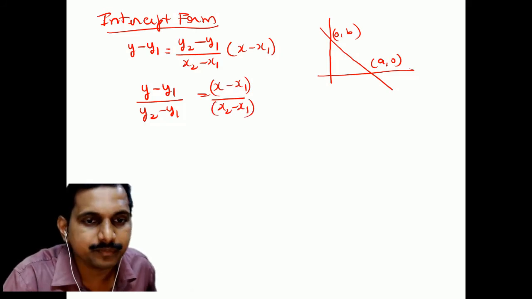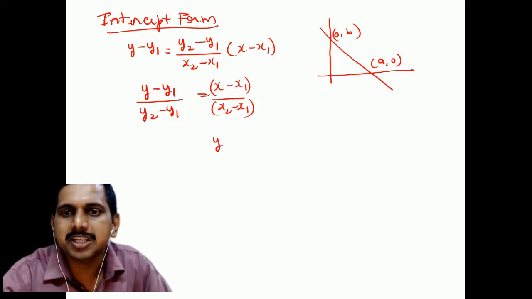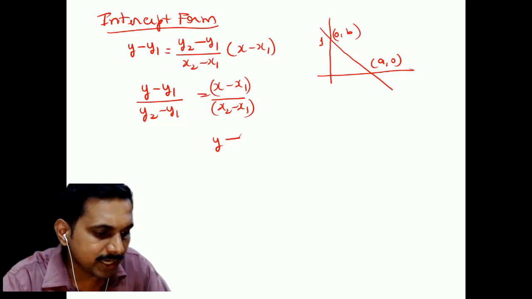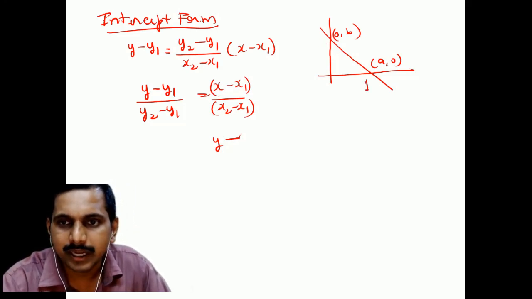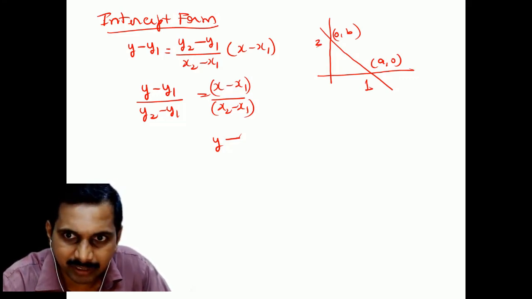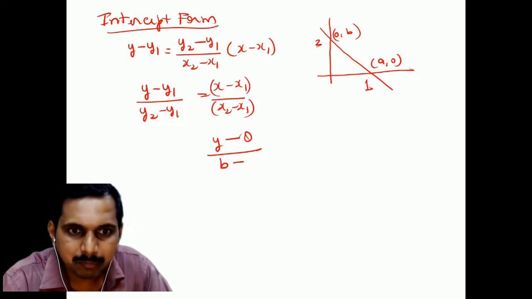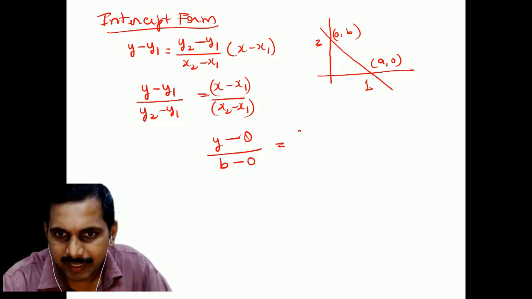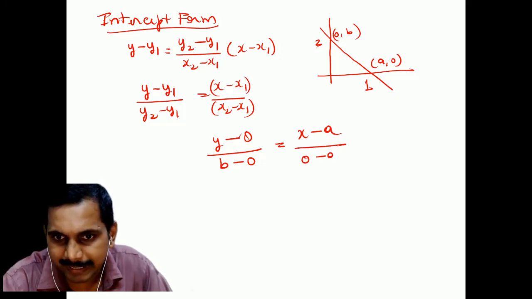Is it not, students? Now here, what is y? Let it be y. What is y1? We will put this as point 1 and this as point 2. If you do that, y1 is 0. What is y2? y2 is b, so b minus 0. y1 is 0. That is equal to x, here. What is x1? x1 is a. What is x2? x2 is 0, so 0 minus a.